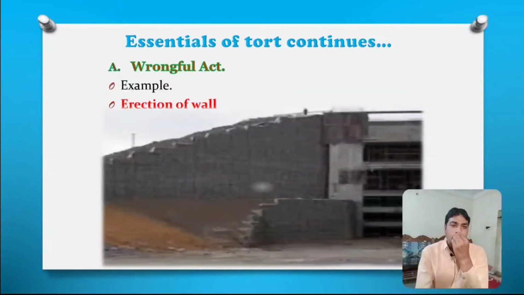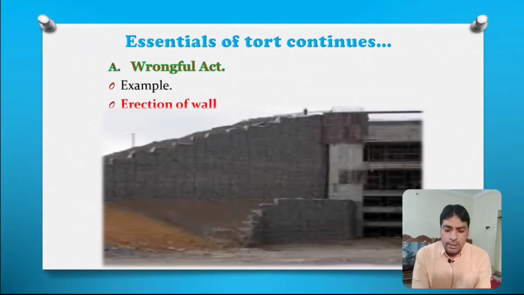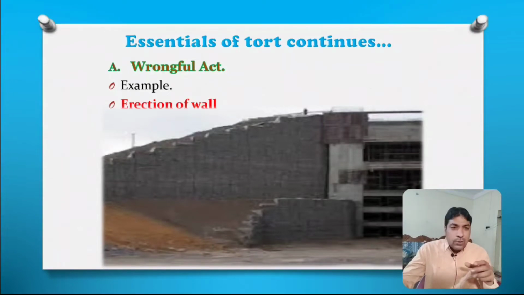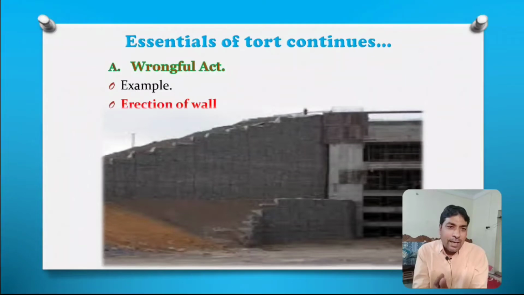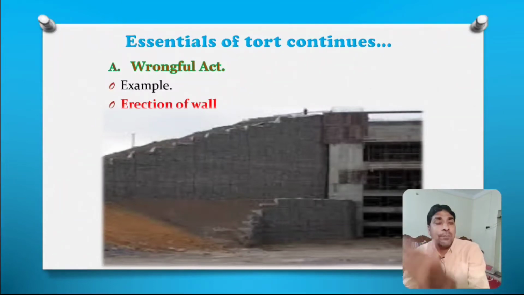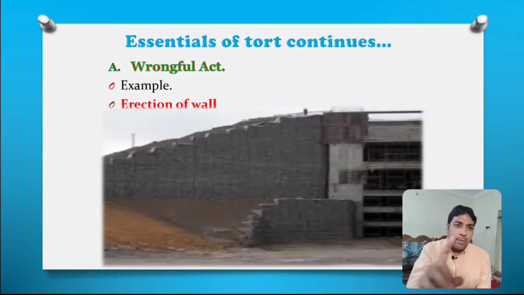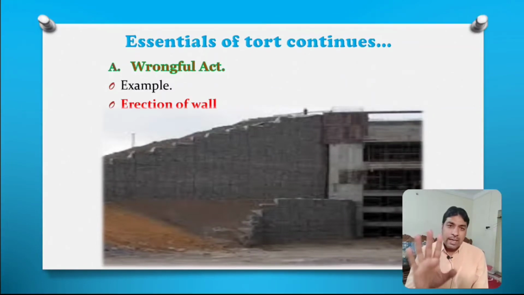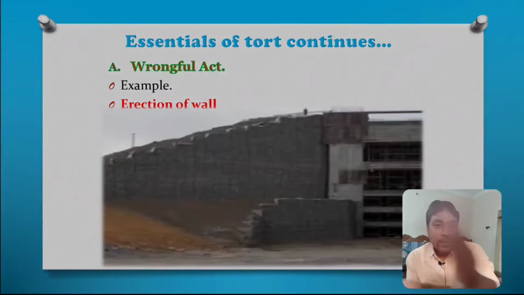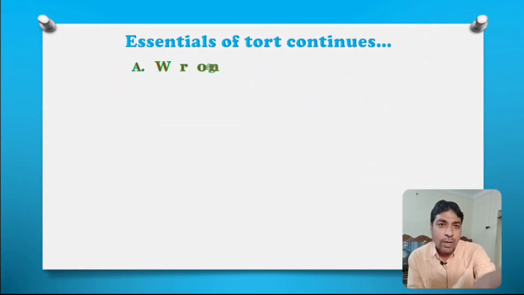This is the erection of a wall, the first example of a wrongful act. Suppose the defendant erected a wall in the way of the plaintiff, and the plaintiff is using a particular route. If the defendant erected a wall due to which the plaintiff could not use that route, the act of the defendant will be a wrongful act. The plaintiff is entitled to file a suit against the defendant and can claim compensation because the act of the defendant is a wrongful one.